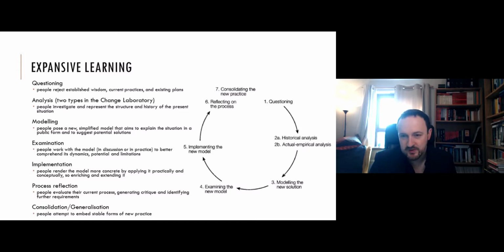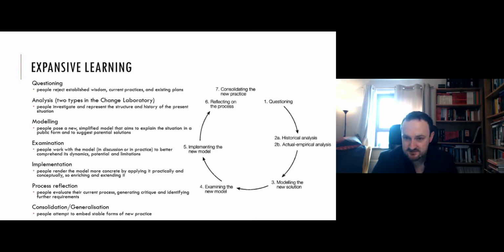And at some point we come up with something that is at least feasible, and we start to reflect on the process. We critique what we have been doing as a group, as it were. We identify further requirements, and we start to think about whether we can get away without going around this cycle again. And sometimes we might try and consolidate the new practice. And if we get there, then we're into the realm of perhaps having actually successfully undertaken some expansive learning.